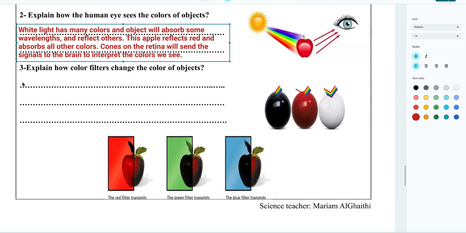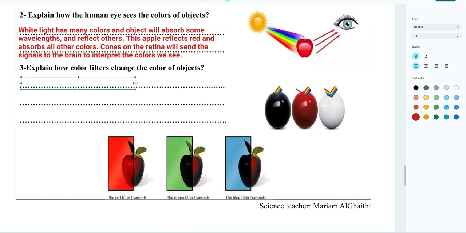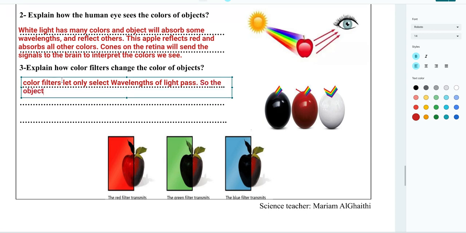So, next question is asking, how do color filters change the color of an object? Color filters let only select colors, or wavelengths of light, pass. So the object will either reflect, absorb, or transmit the color that is being filtered through.